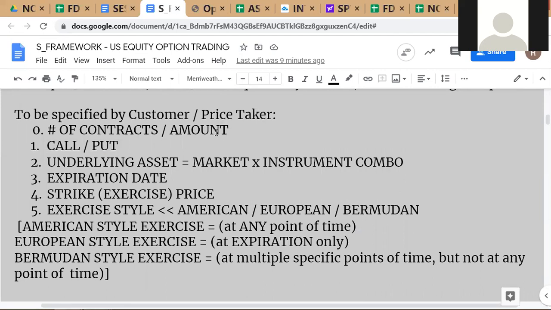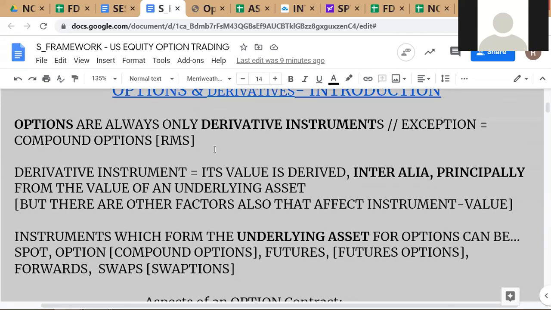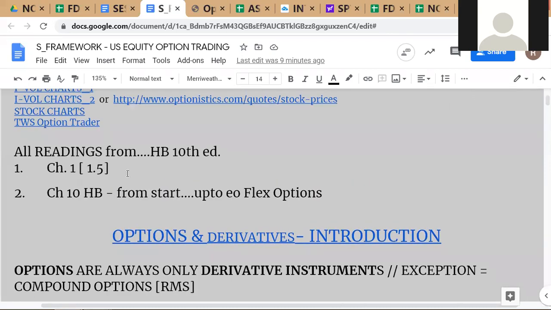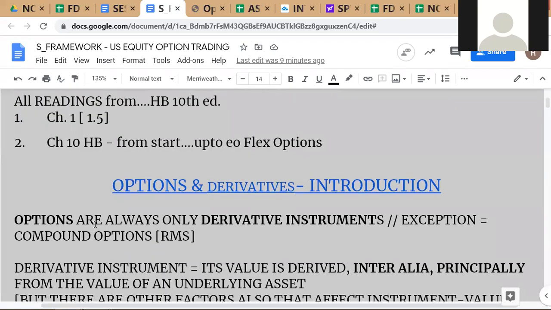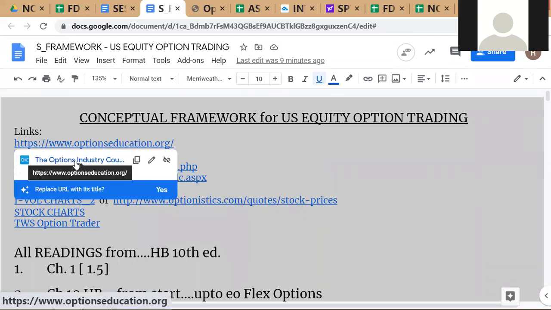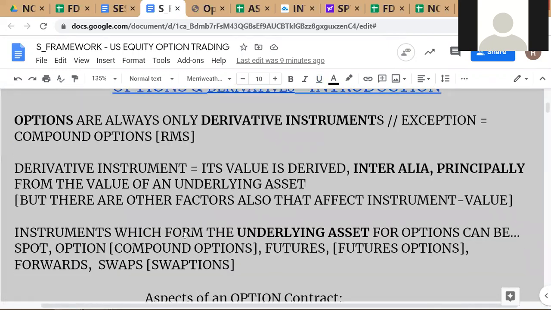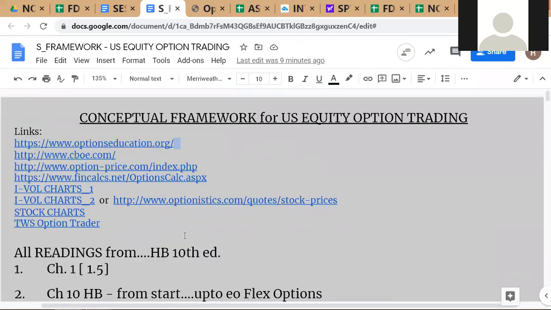No. What you can do is you can read the chapters that I've given you from your textbook. You can also read some of the other stuff I've given you, some of these notes from the hyperlink, Optioneducation.org. Use the links that I've given you. If I've given you a link, that means it's safe. That means the knowledge is good quality knowledge.